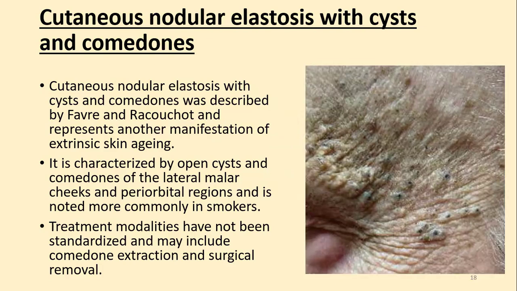Some other clinical features of aging include cutaneous nodular elastosis with cysts and comedones. Cutaneous nodular elastosis with cysts and comedones was described by Favre and Racouchot, and is also known as Favre-Racouchot syndrome. It is also a sign of extrinsic aging, characterized by open cysts and comedones on the lateral malar cheeks and periorbital region, and is more often seen in smokers. The treatment modalities have not been standardized but include comedone extraction and surgical removal with ablative laser therapies.